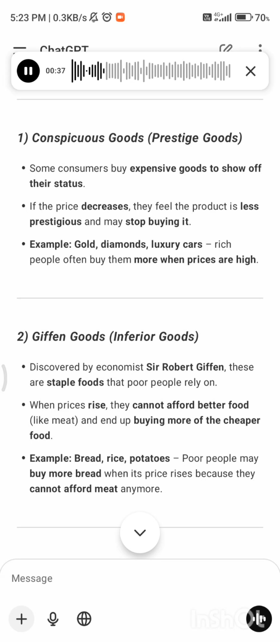2. Giffen goods, inferior goods. Discovered by economist Sir Robert Giffen, these are staple foods that poor people rely on. When prices rise, they cannot afford better food, like meat, and end up buying more of the cheaper food. Example, bread, rice, potatoes. Poor people may buy more bread when its price rises because they cannot afford meat anymore.